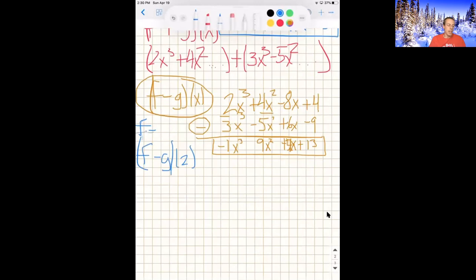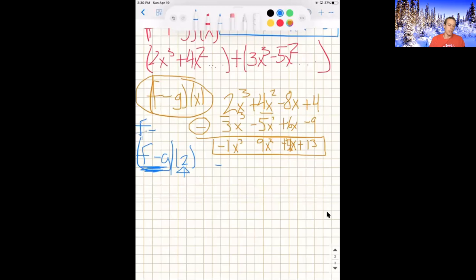Hey, what does that mean? And all this means is go ahead and find the function f minus g like we did, and then plug in 2 for x. So we would just plug in 2 wherever we see x, okay? I believe this is it. All right, and then you could just evaluate it.